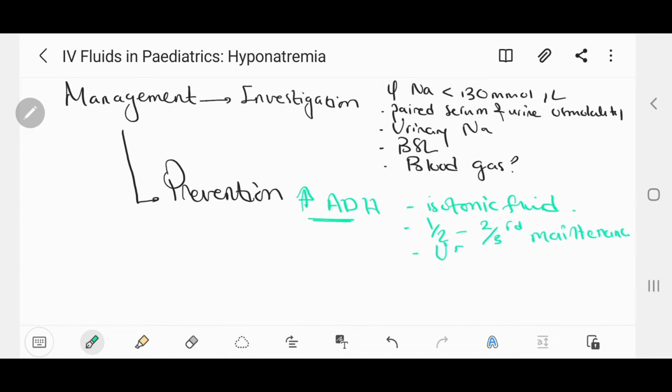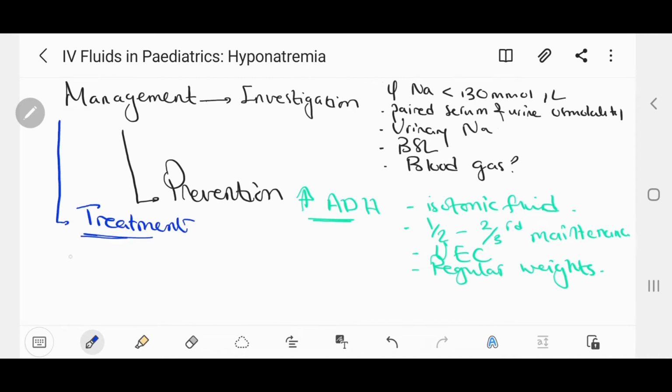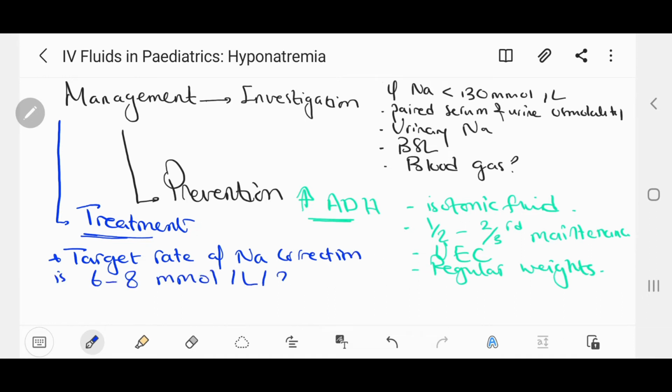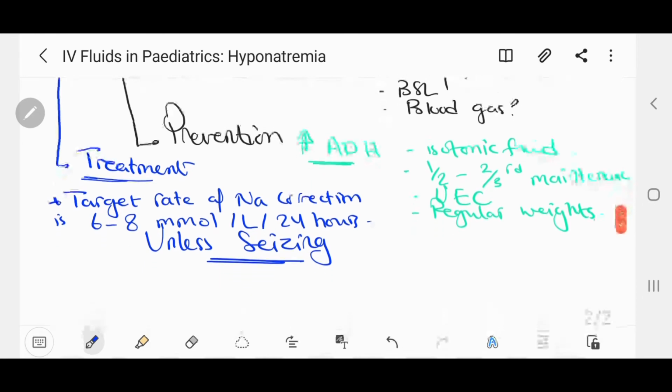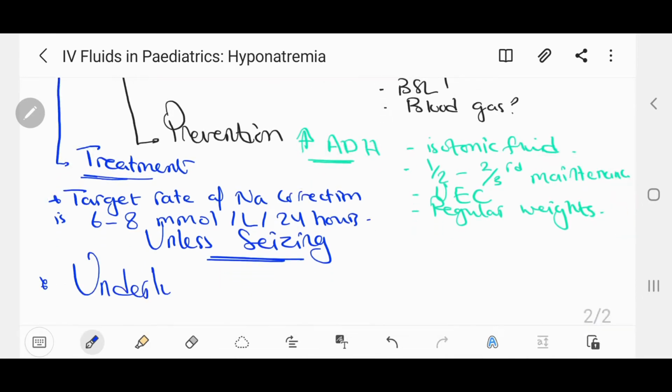We only give half to 2/3 of maintenance if the child is euvolemic. We also do regular weight and measure urea, electrolytes and creatinine at baseline, then monitor daily. As for treatment, the target rate of sodium correction is 6 to 8 millimole per liter per 24 hours, unless the patient is seizing. We also should remember to always treat the underlying cause.